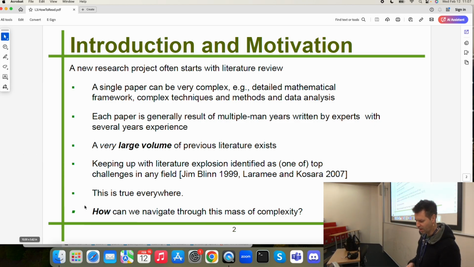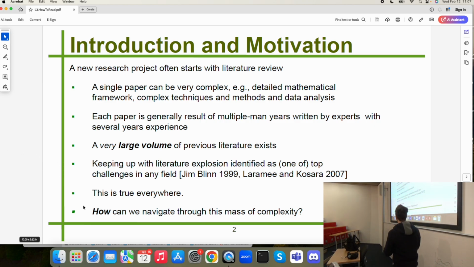So the question is, how can we navigate through this massive complexity? That's what we're trying to do today. We're trying to teach you a new skill. It's a brand new skill. You've never seen it before. You've never heard of it before.